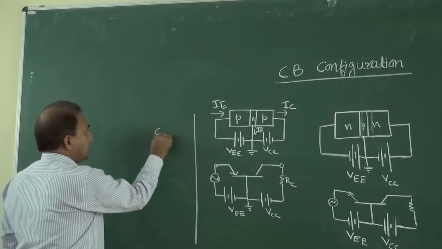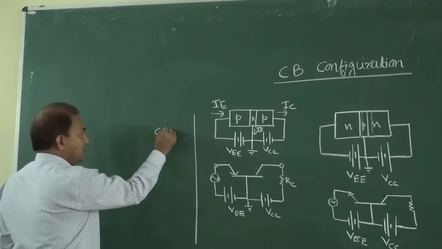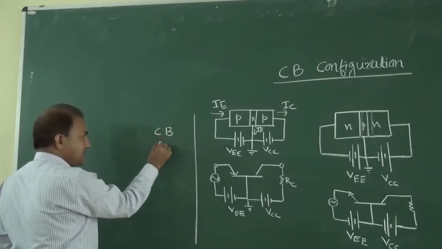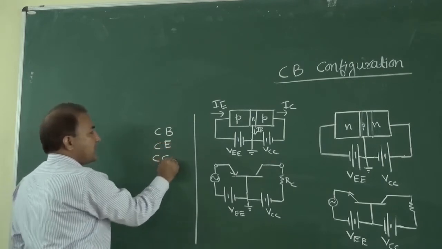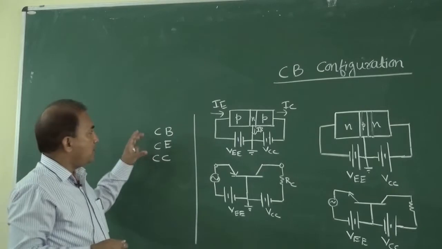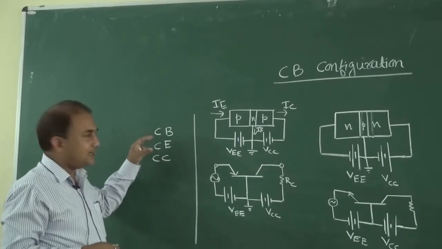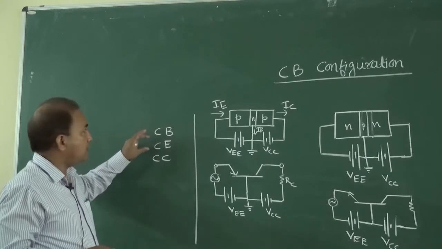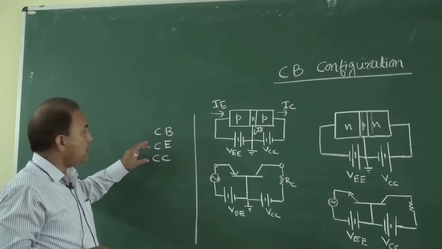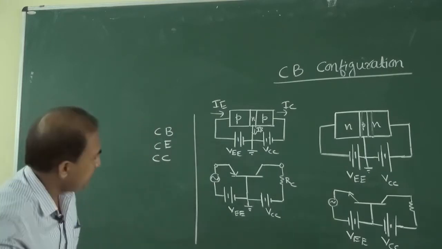There are 3 types of configuration. The first one is common base configuration, the second one is common emitter configuration, and the third one is common collector configuration. So we can connect the transistor in either common base, common emitter, or common collector configuration.